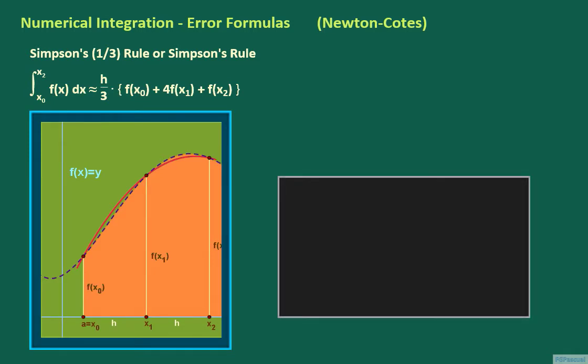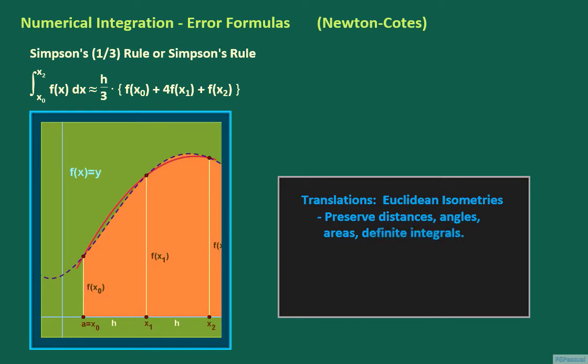At this point, we use a couple of ideas to simplify our derivation. The first idea is to use a translation of the graph along the x-axis. Translations in any direction, and not just along the x-axis, belong to a class of transformations of the plane called Euclidean isometries. Euclidean isometries are special in a way because they preserve distances and angles, and by extension, they preserve areas. And as a further extension, every translation along the x-axis preserves the values of definite integrals.